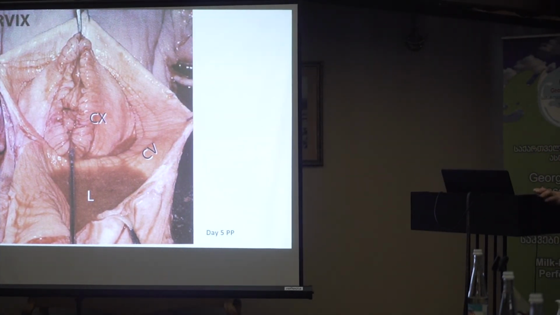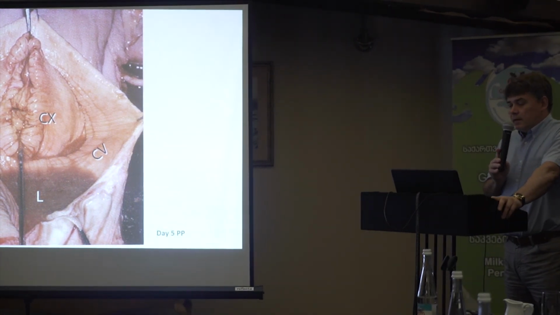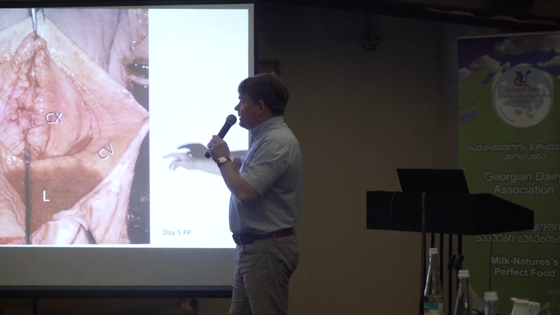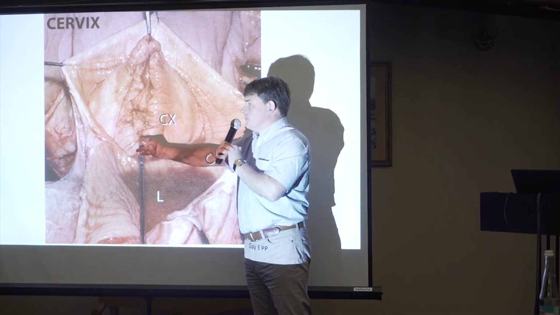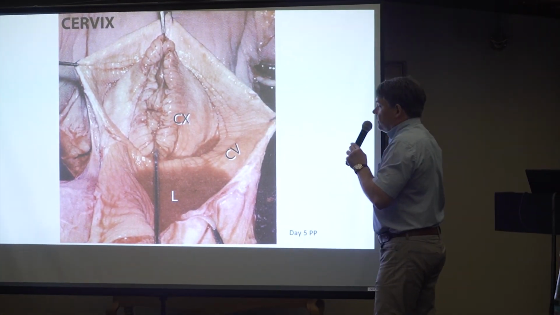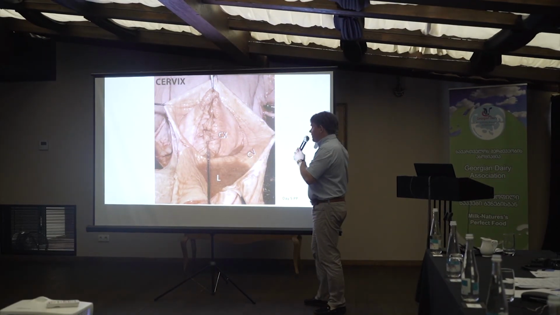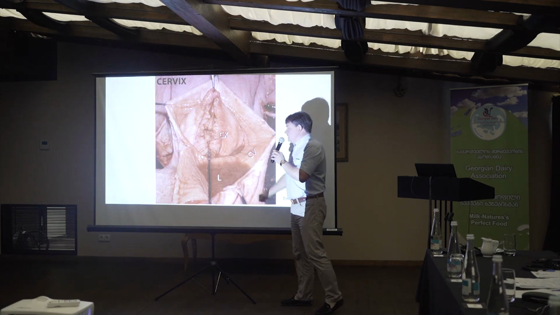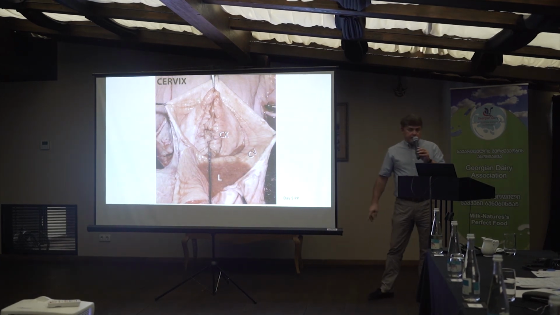This is a typical picture, 5 days after parturition. What we see here is the cervix, and the cervix is open. We see that the rod is introduced into the cervix here, and inside the vagina you see the lochial discharge. On day 5 there is a mucoid discharge, and that is why it's red. There is still some blood visible. And of course the cervix is quite big.